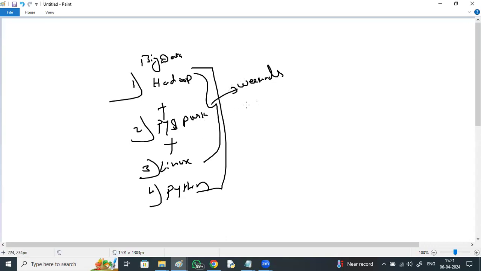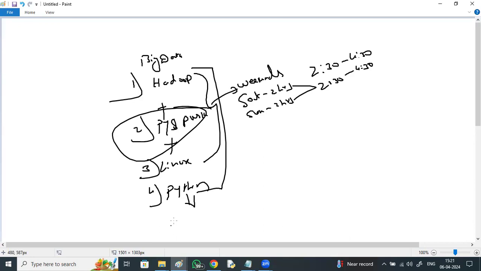The weekends: Saturday 2 hours and Sunday 2 hours. So like 2:30 to 4:30 on Saturday, 2:30 to 4:30 on Sunday. The Python batch goes from Monday to Friday.